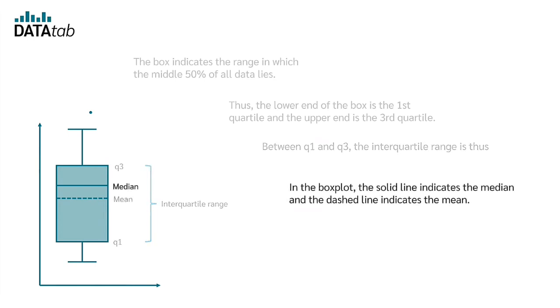In the box plot, the solid line indicates the median, and the dashed line indicates the mean. For example, the median is 34. This would mean that half of the participants or respondents are under 34 years old, and the other half is older than 34 years. The median divides the individuals into two equal groups.